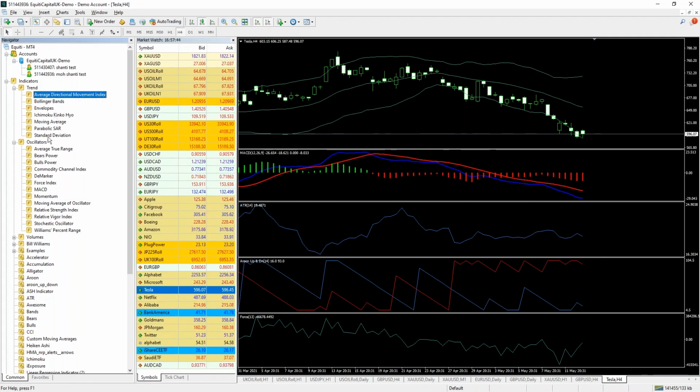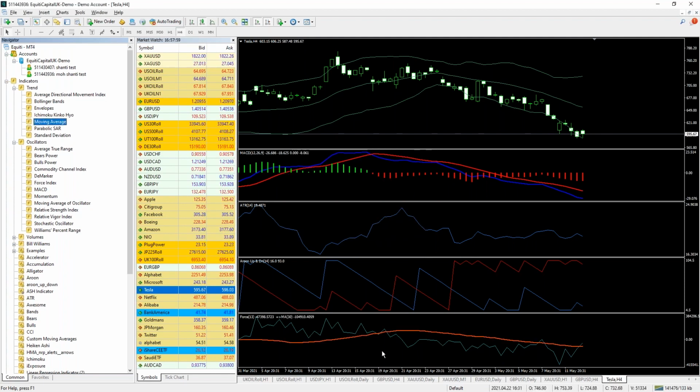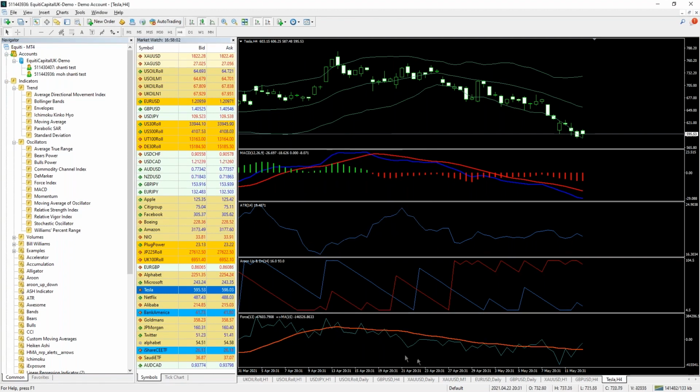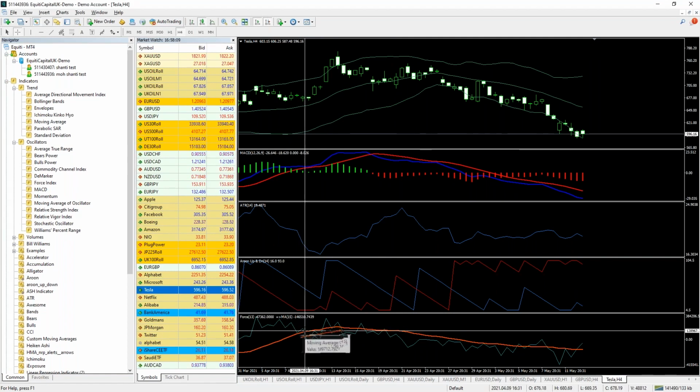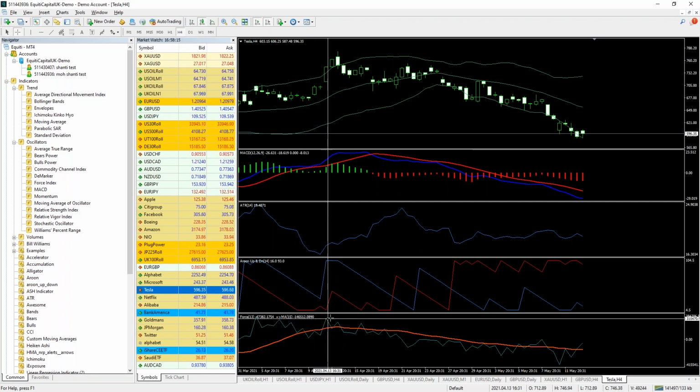For instance, you go to the moving average. The MA method is similar. However, the apply to must be first indicator's data. Once you do that, it will pop up here. Now, as you can see, let's say I'm using 15. Every time there's a crossover, now it's a two-line cross, by the way, every time they cross each other, that's a signal to either buy or to the downside, depending on how you see the indicator.